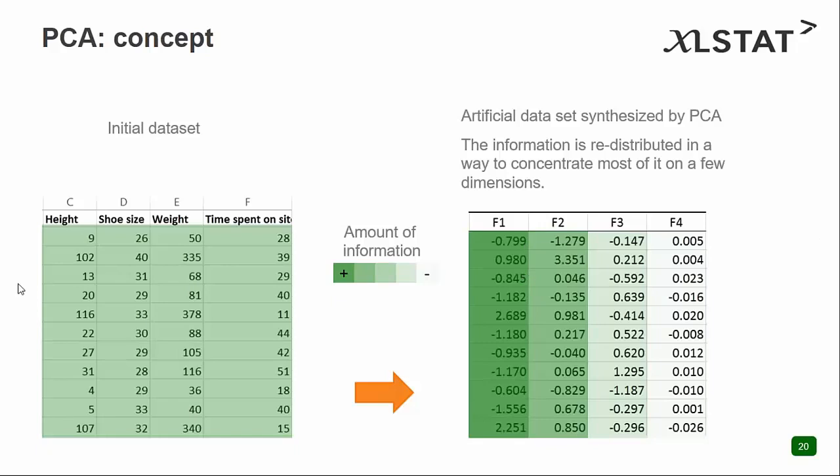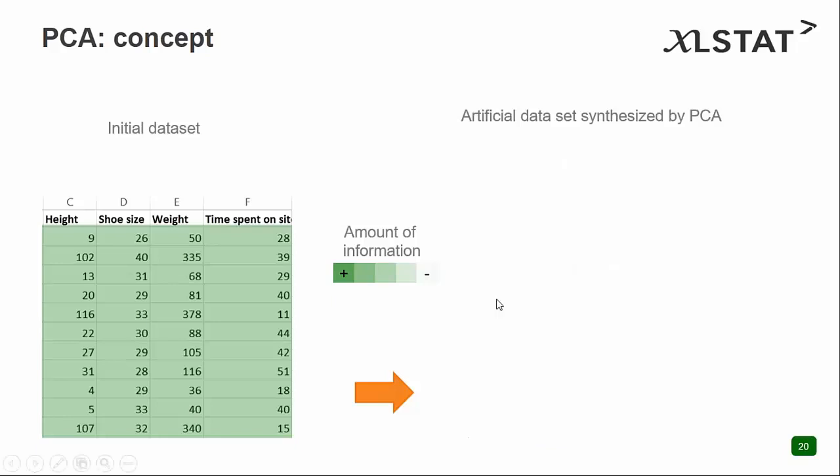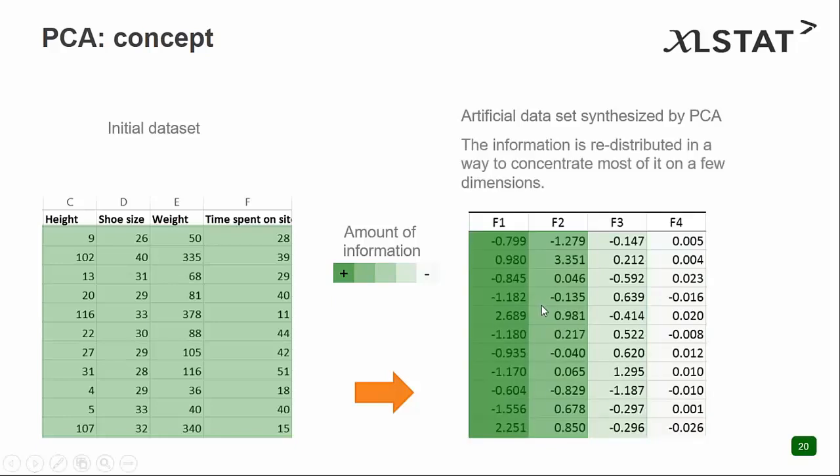The difference is that in the initial data set, the information is homogeneously spread everywhere, whereas the PCA will concentrate information, the interesting information, on a few dimensions, on the first dimensions. Here, as you can see, the information is more concentrated on column 1 and column 2.